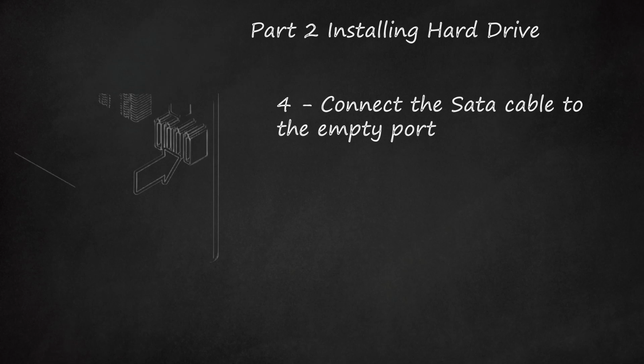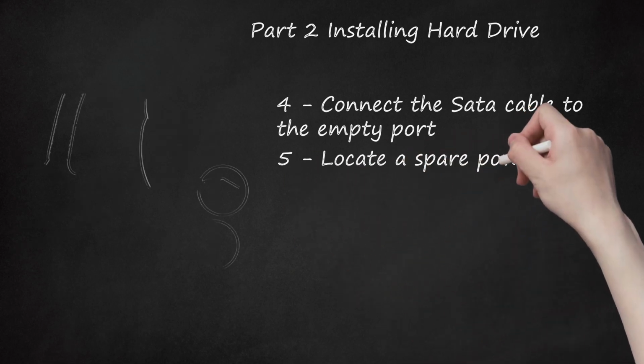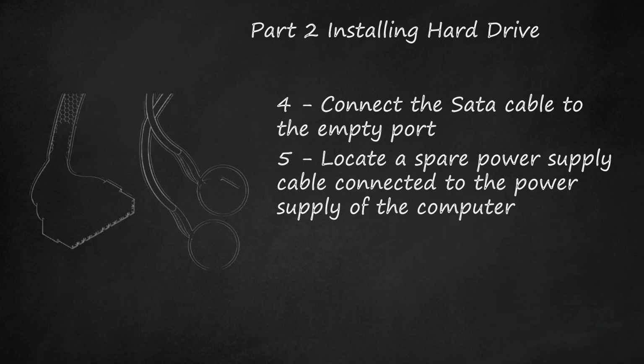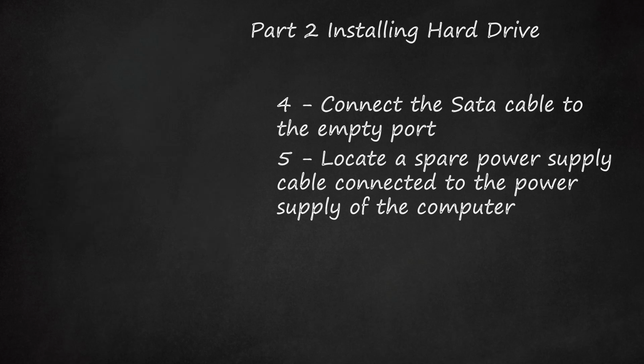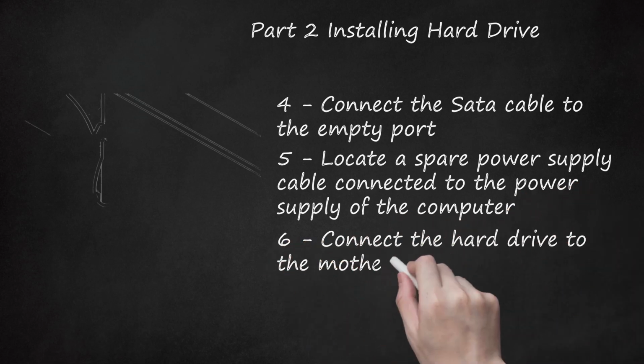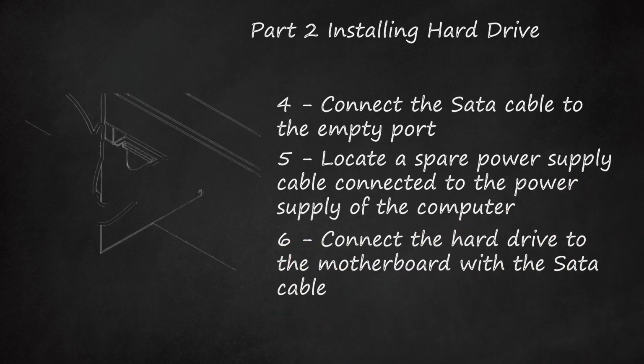4. Connect the SATA cable to the empty port. This will be used to transfer data from the CPU to and from the computer's processor. 5. Locate a spare power supply cable connected to the power supply of the computer. After the SATA cable is connected to the port, locate an available power supply cable connected to the power supply of the computer.